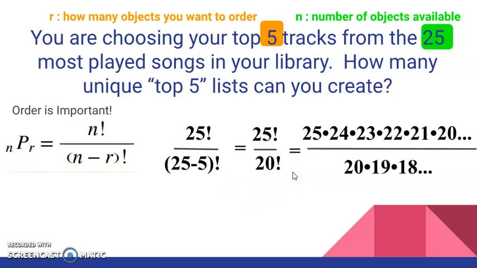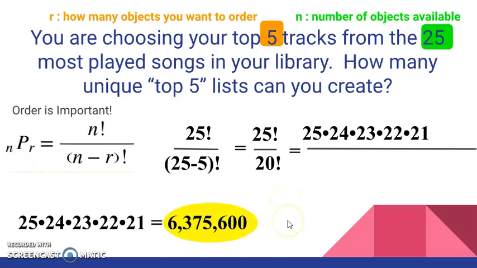As before, I could try to write all that out, but I'm really not interested in writing all the way down from 25 to 1. But I do realize that from 20 down is going to be the same in the numerator and the denominator, and they will cancel away. So the number of unique lists that I can create is going to be 6,375,600. That probably explains why everyone is always arguing on YouTube about their top 5 list.